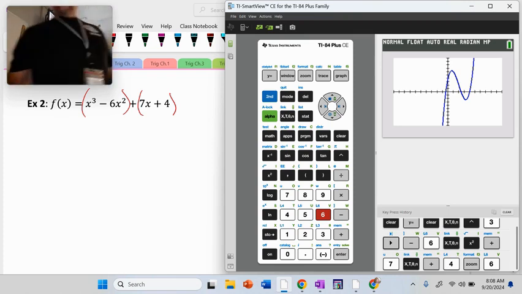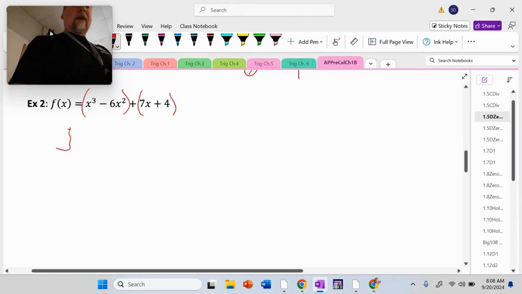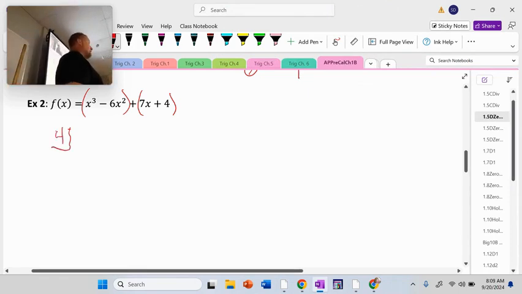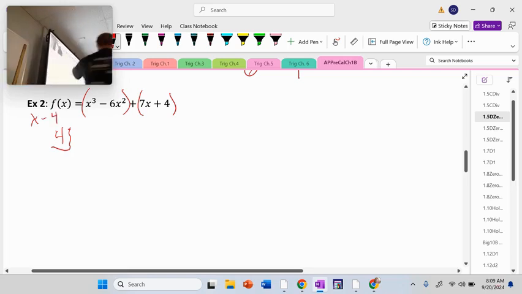If this truly is 4 as a 0, then what should happen is I should be able to synthetically divide by 4. Now, remember yesterday it was opposite, remember? But 4 is a 0, so that means x minus 4 would be a factor. So we're still doing the same thing. It's the opposite of x minus 4. It's 4 that goes in there.